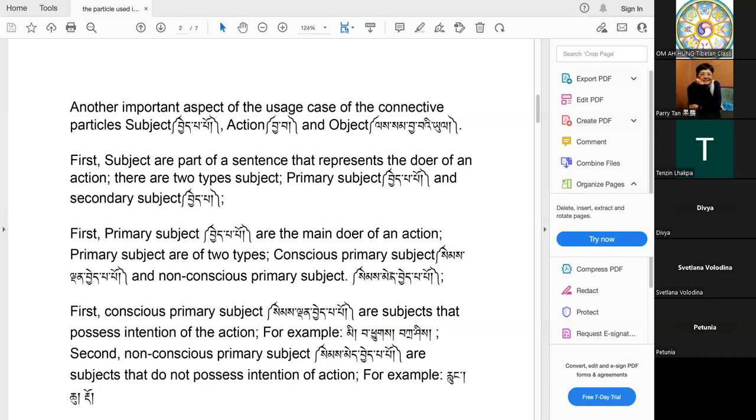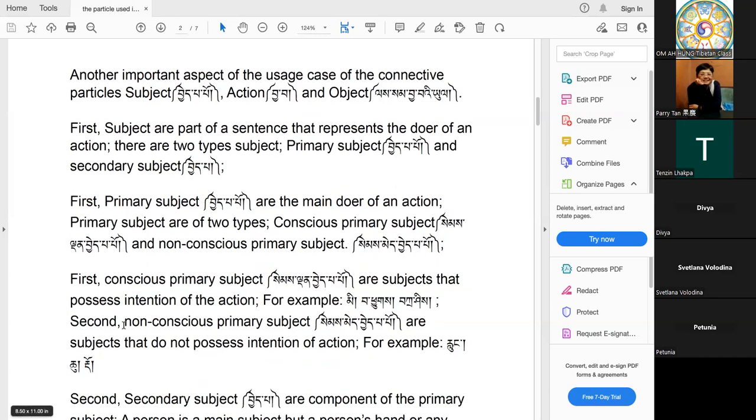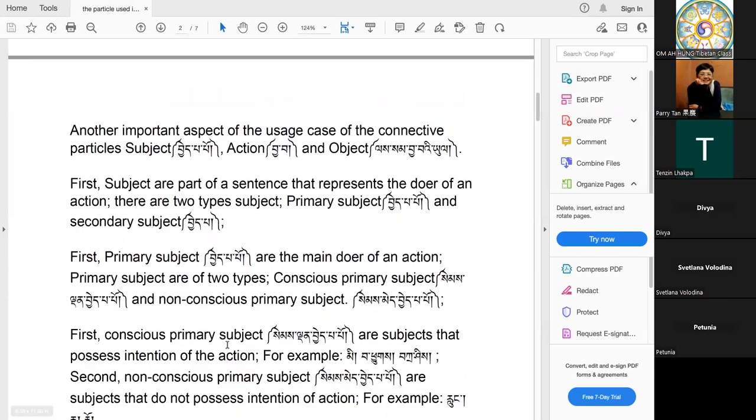These are non-conscious primary subjects, sime chebapo. Okay, first, conscious primary subject, simden chebapo. Simden means having consciousness. Chebapo is primary subject. Primary subject with consciousness. Our subject that possesses intention of the action.